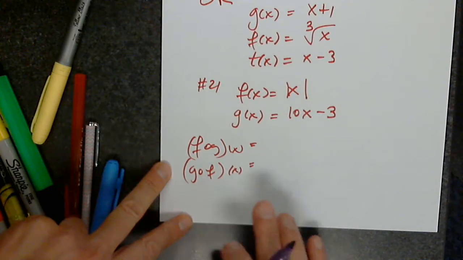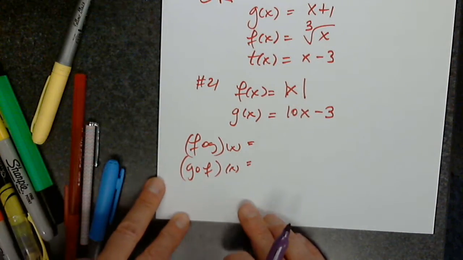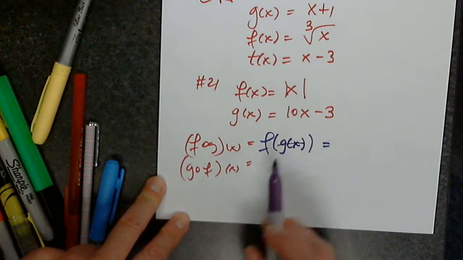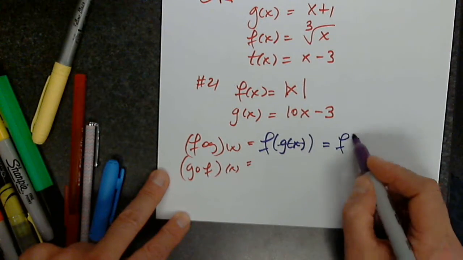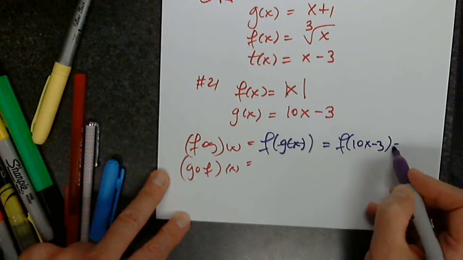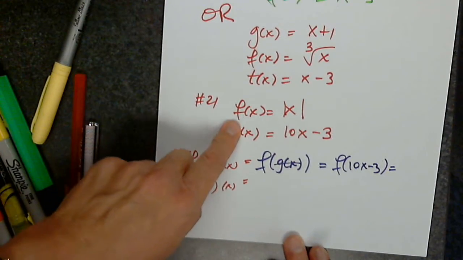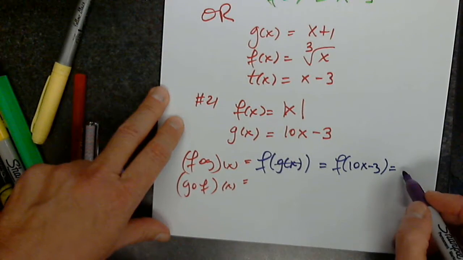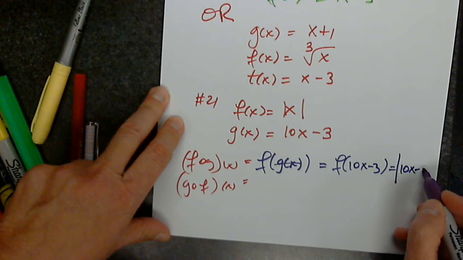So the definition of f comma g is? Excellent. What do I replace this by? So now this says the absolute value of whatever. So the absolute value of 10x minus 3.